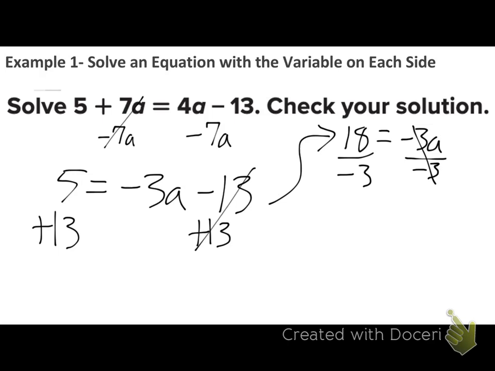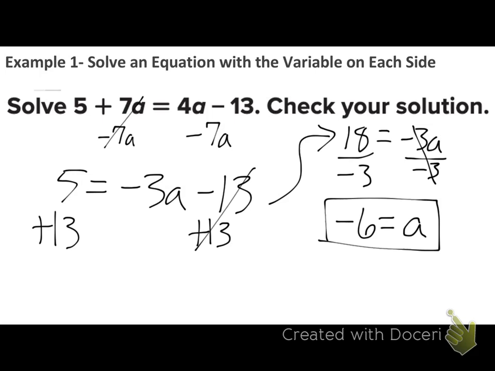18 divided by negative 3 is negative 6. The negative 3's cancel out. I've just got a. A is now by itself on one side of the equation, so I've got my answer. Are we okay with that? So get your variables to one side of the equation, get your constants to the other side, and isolate the variable. Any questions on how I got a equals negative 6?